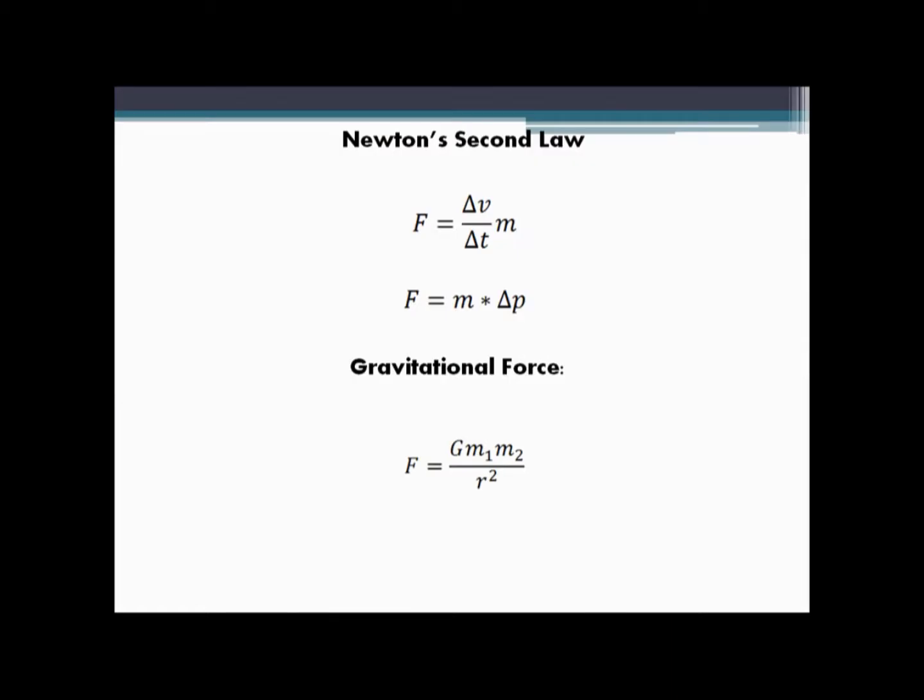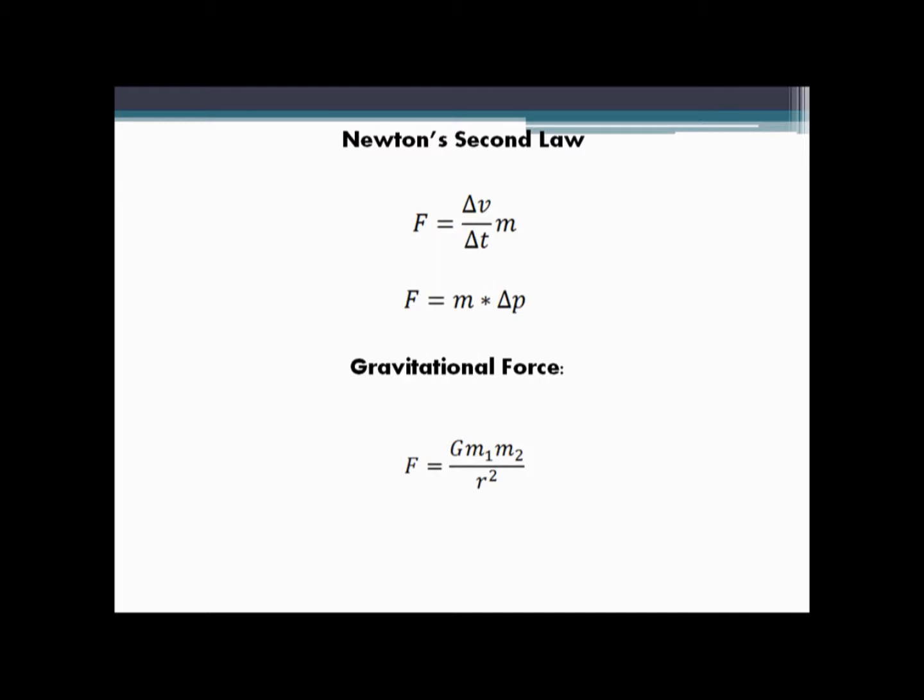The models that are relevant to this lab are the gravitational force equation and Newton's second law. Newton's second law is the change in velocity divided by the change in time and multiplied by the mass. This equation can then be rearranged as the change in momentum divided by the change in time. This equation calculates the net force of a system. The other equation that is important to this lab is the gravitational force equation. This equation allows us to calculate the mass of the black hole.